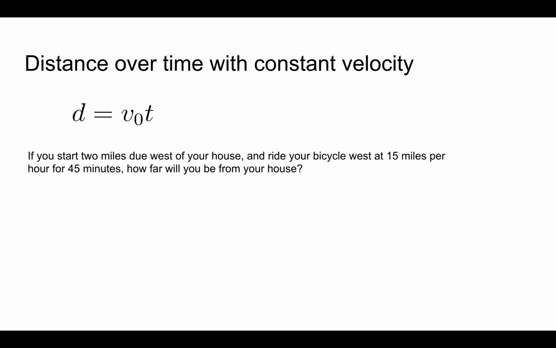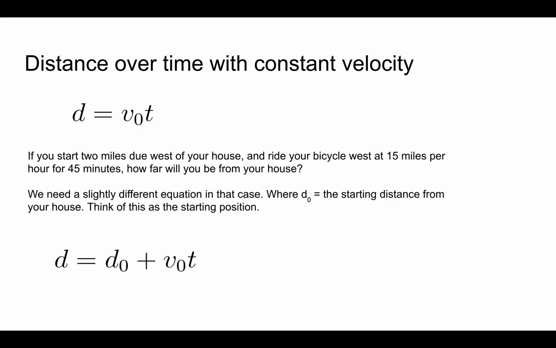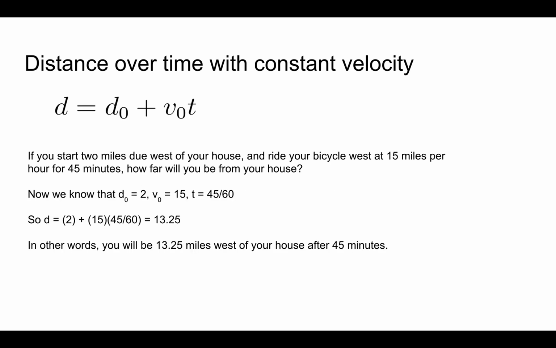If you start 2 miles due west of your house and you ride your bike west at 15 miles per hour for 45 minutes, how far will you be from your house? Our equation isn't quite good enough here because we can't account for that 2 miles, that starting position. So instead we use the equation d equals d naught plus v naught t, where d naught is the starting distance, the starting position.